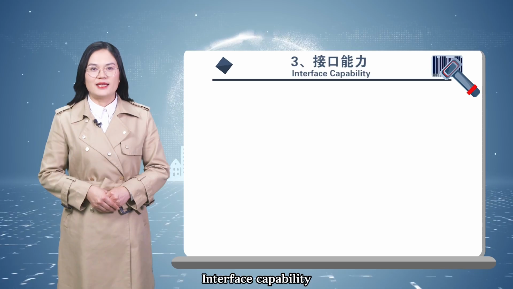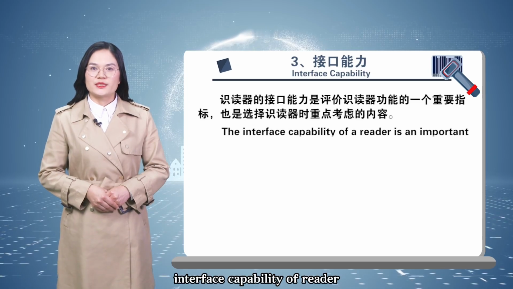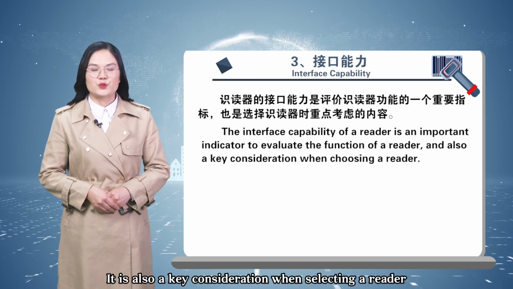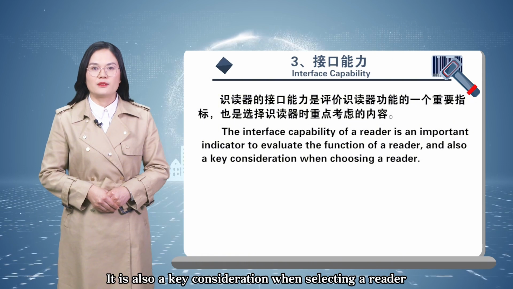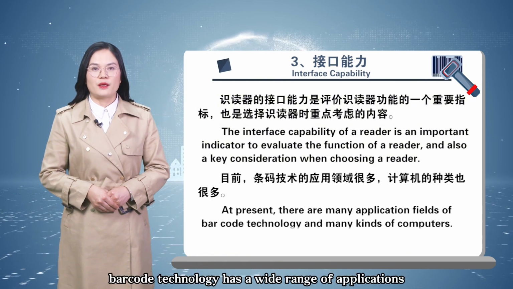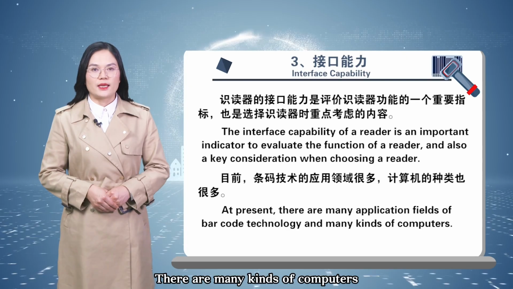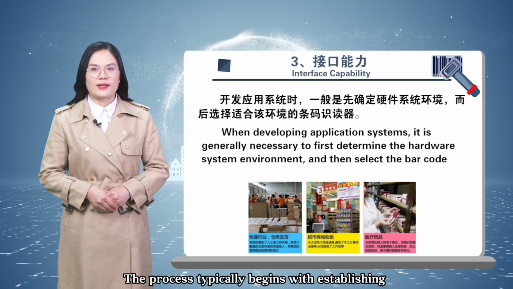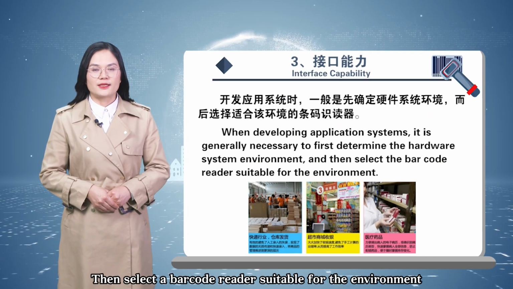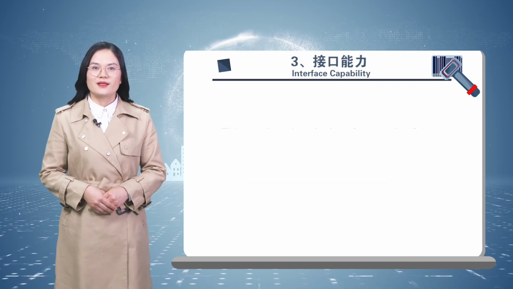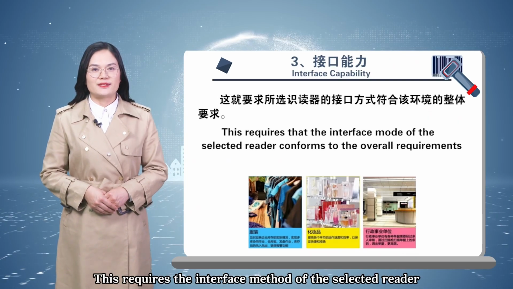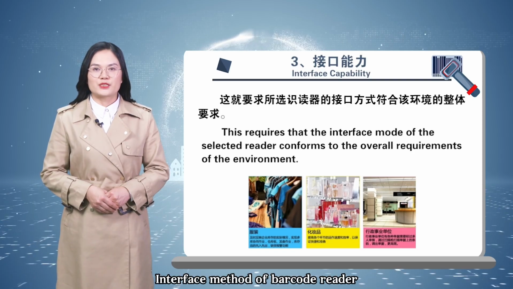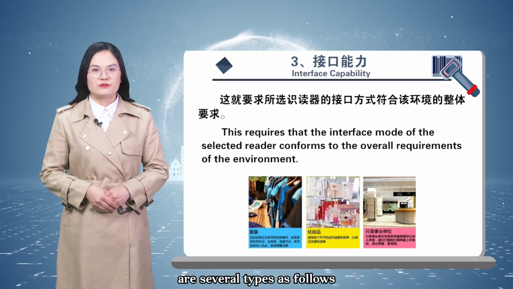Point 3. Interface capability. High interface capability of a reader is an important indicator to evaluate the function of the reader. It is also a key consideration when selecting a reader. Currently, barcode technology has a wide range of applications. There are many kinds of computers. When developing application systems, the process typically begins with establishing the hardware system environment, then selecting a barcode reader suitable for the environment. This requires that the interface method of the selected reader complies with the overall requirements of the environment. There are several types of interface method of barcode reader, as follows.